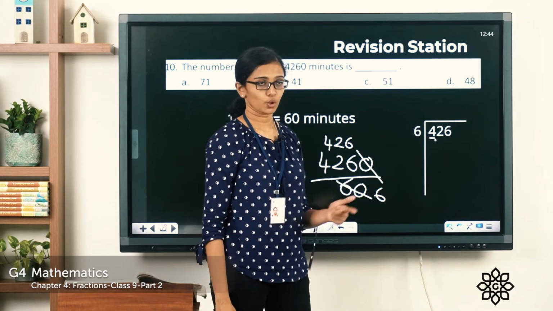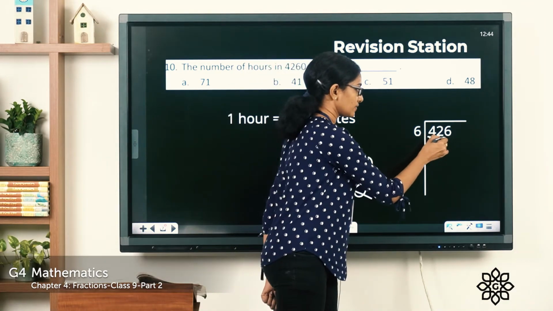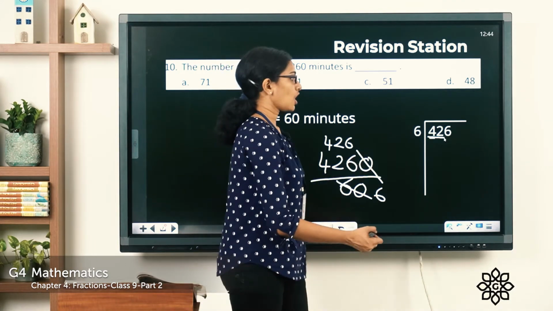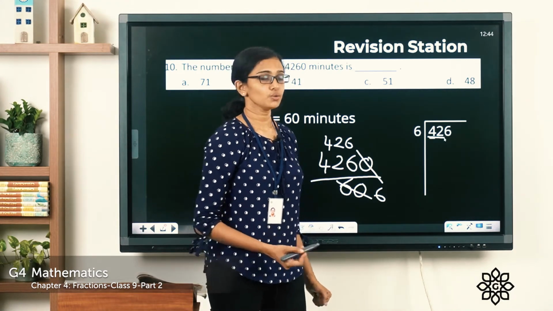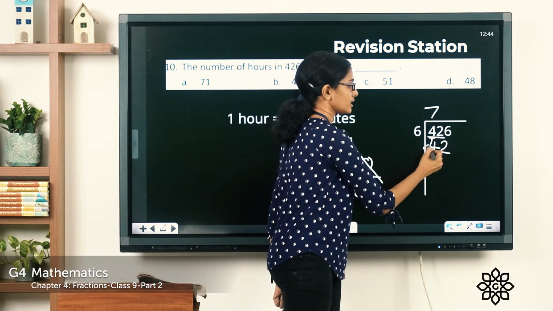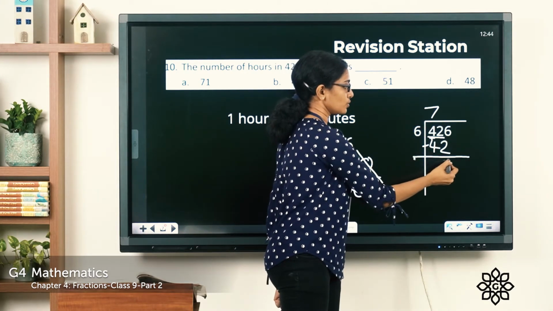We cannot divide 4 by 6. So let's consider the first two digits. 42 divided by 6. Now how many 6s are there in 42? 6 7s are 42. So let's write it here. Now 6 7s are 42.